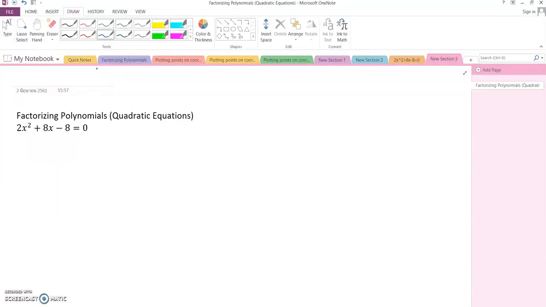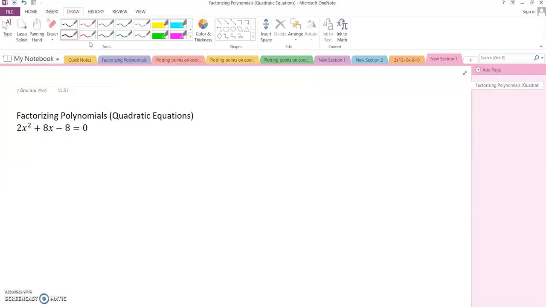Sir again. In this video, we'll be doing more on factorizing polynomials, or we can also call it factorizing trinomials. In this question, we cannot solve by breaking the middle term, or in other words, by using the ac method. So we will be using the quadratic equation formula to solve this question.